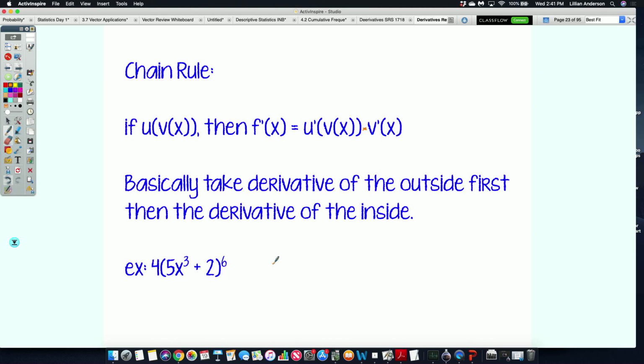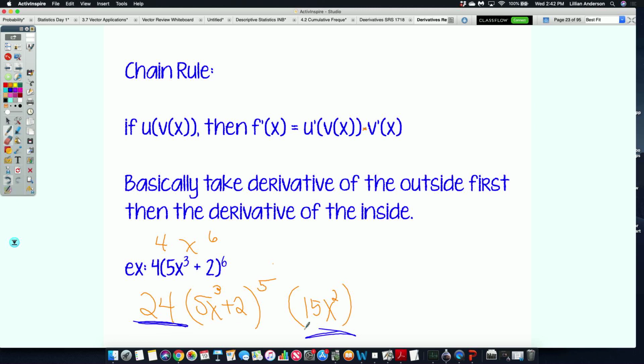Does everybody see the outside function? Yeah, it's 4x to the 6, so this is your inside function. What's the derivative of 4x to the 6? 24x to the 5. But we don't put x, we put 5x cubed plus 2, you put the inside. Then you multiply by the derivative of the inside, which is 15x squared. Yeah, that's it. And then you multiply to simplify. What we're multiplying is the numbers on the outside with that function there for a final answer of what?